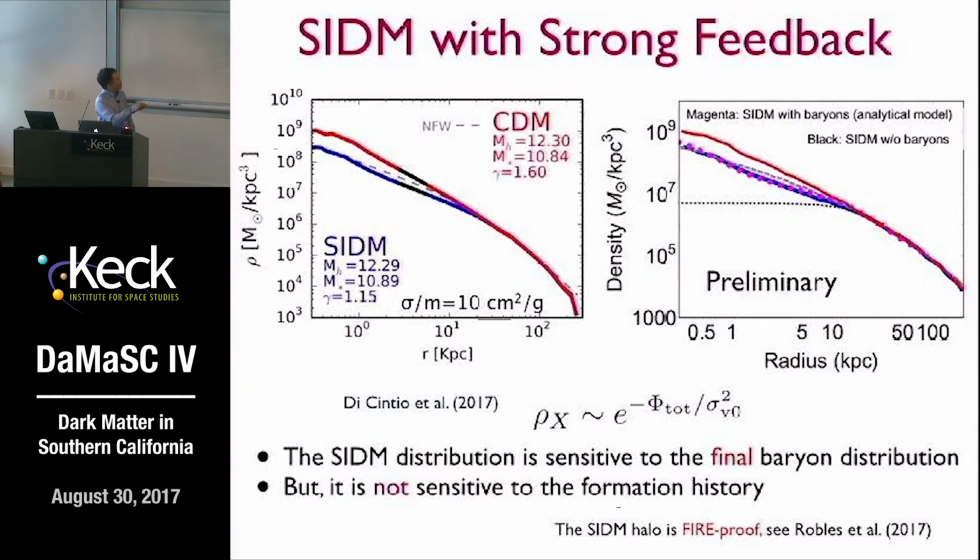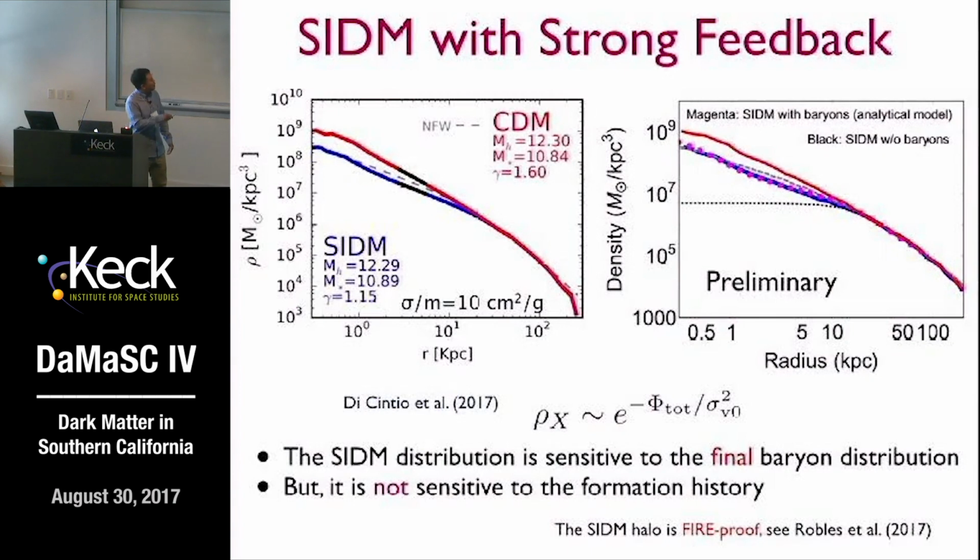So this is the result. The NFW is shown as a dashed curve. Then this is CDM with feedback. Because the baryon concentration is very high, due to the adiabatic contraction, the CDM profile is very steep, steeper than NFW, although their feedback scheme is strong. And SIDM is shown as a blue curve, right? And they choose a very large cross section.